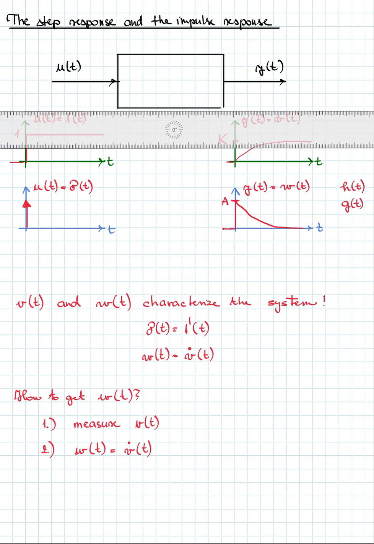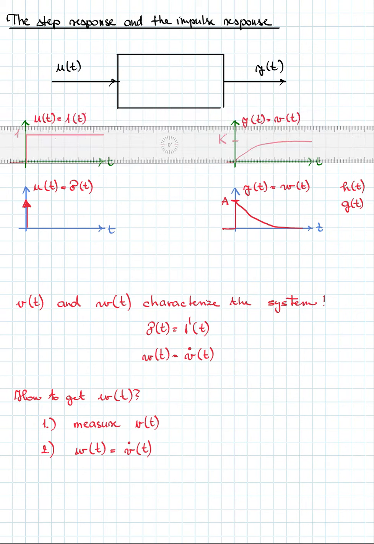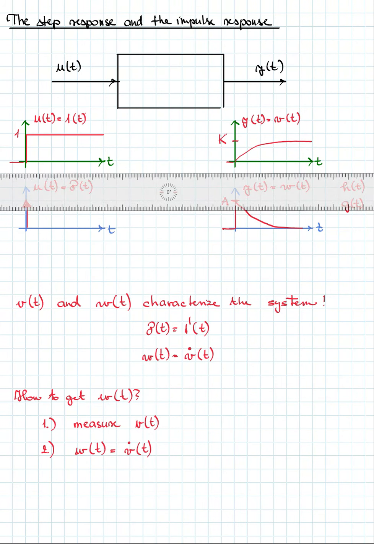There are two special cases. In the first case, let's put the 1 of t function, the Heaviside function, to the input. So u of t is 1 of t. In this case, the signal that we can measure at the output of the system will be the step response. In this case, y of t is equal to v of t.